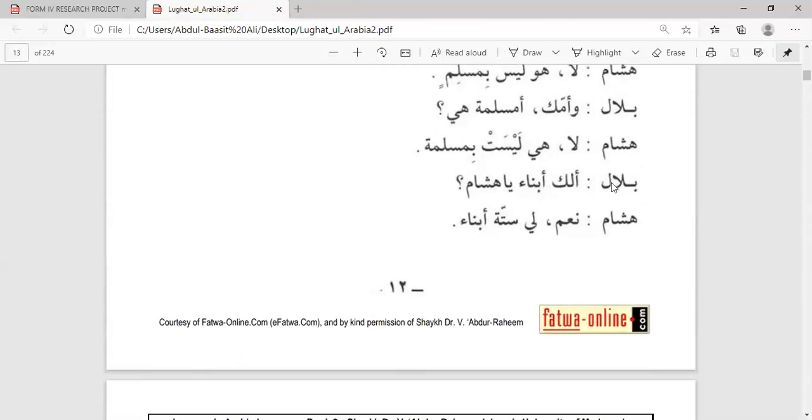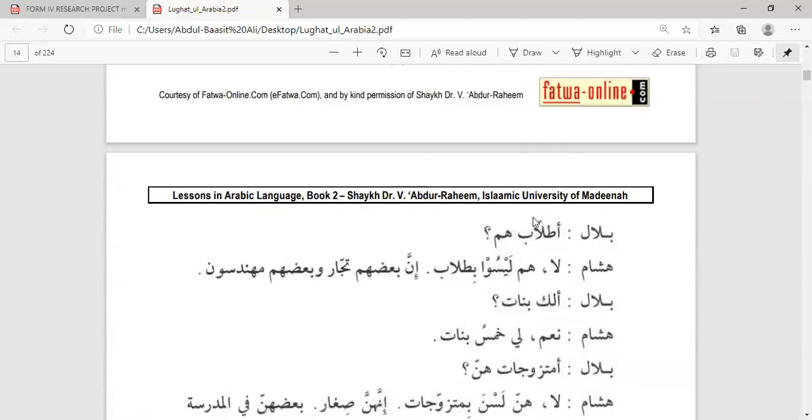Continuing, Bilal: Alaka abna'u ya Hisham? Literally, he's saying, is there for you any sons, Ya Hisham? You could refer to sons or you could refer to the children. Do you have any children, in a general sense? Hisham says, Naam li sittatu abna'. Yes, I have 6 children or 6 sons.